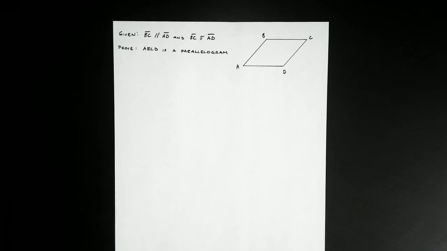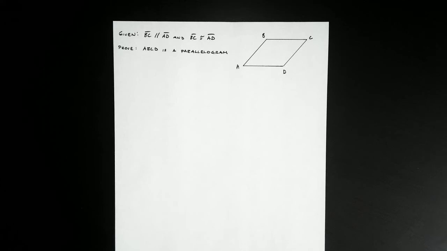Hello everyone. We're going to take a look at a third theorem to show that a quadrilateral is a parallelogram. So this is another tool where we can start off with a quadrilateral, and if we know some characteristics of that quadrilateral, we can determine whether or not it is a parallelogram.